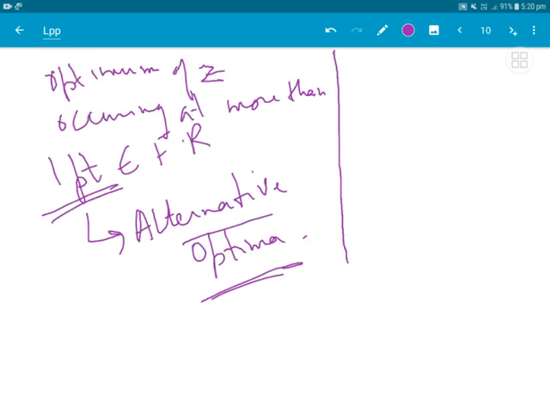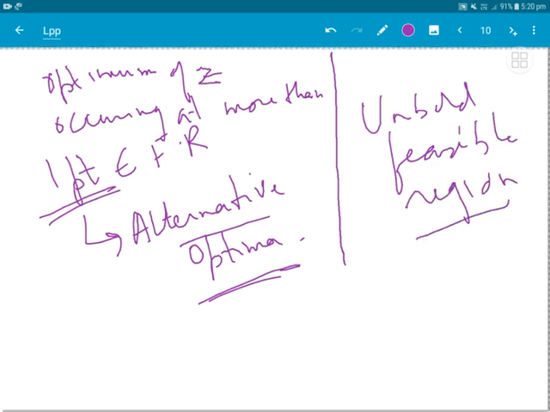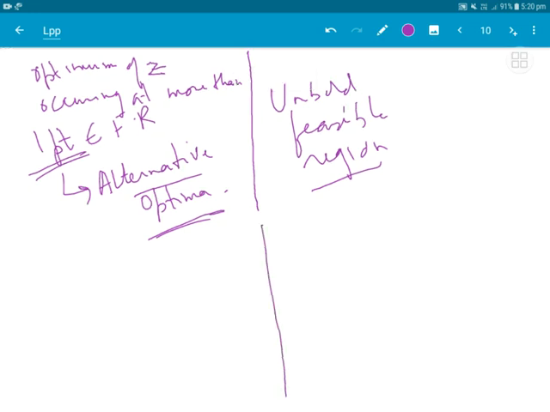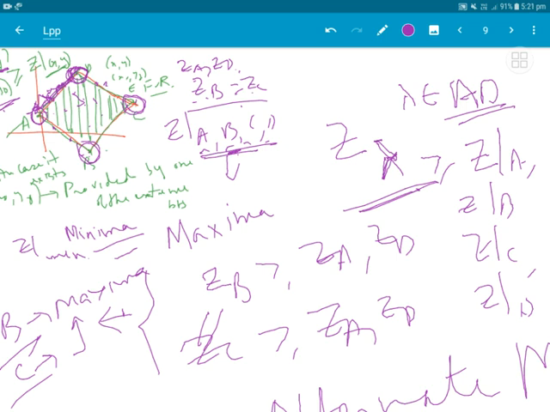Another one is the unbounded solution. Unbounded feasible region, in fact. So in that case what happens actually? Here, if I consider this figure, what is happening? The feasible region is forming a closed bounded region, right? A, B, C, D, this square shaped figure we are getting.